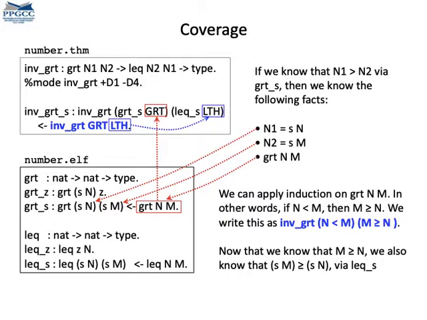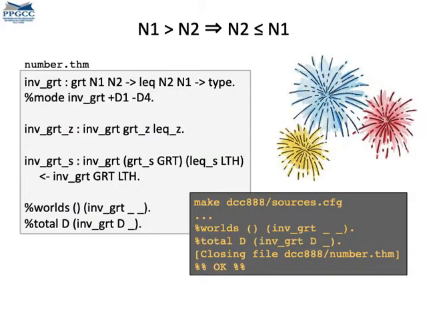Then we can apply induction on any1 prime and any2 prime to conclude that any2 prime is less than or equal any1 prime. And from that, we use LEQS to conclude that suc of any2 prime is less than or equal suc of any1 prime. And with that, we get the OK. You will see, an OK in Twelf always brings some elation. And the whole script is given here on the left of the figure.